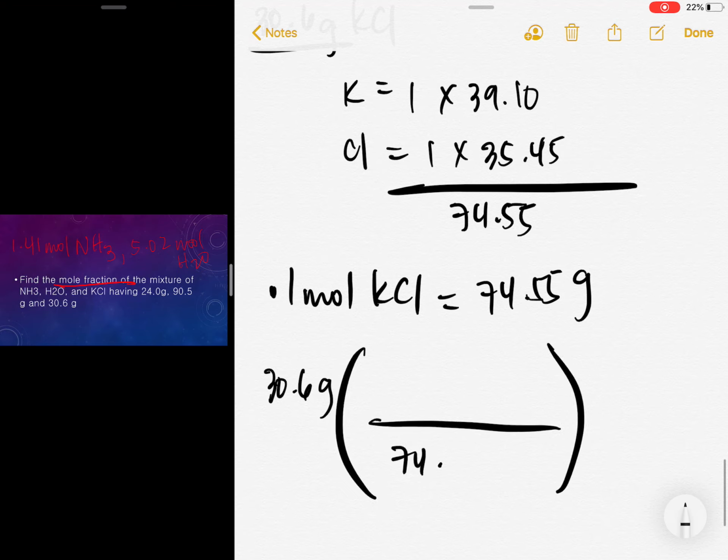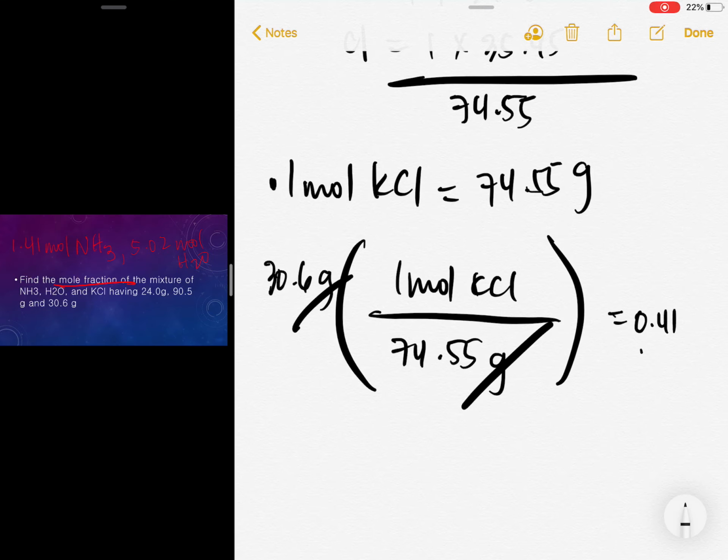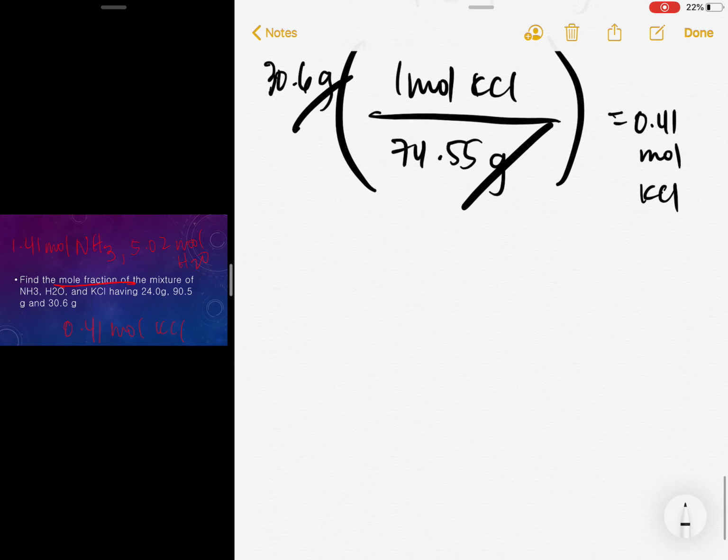Tapos, sa baba ulit yung grams. Bakit po ulit? Para mag-cancel yung ating units. Cancel. So, 30.6 divided by 74.55. This is equal now to 0.41 mole of your potassium chloride. So, lagay ko dito, 0.41 mole of potassium chloride. Can we now solve for your mole fractions? Yes, we can now. Bakit? Lahat ng values natin is naka-mole na.